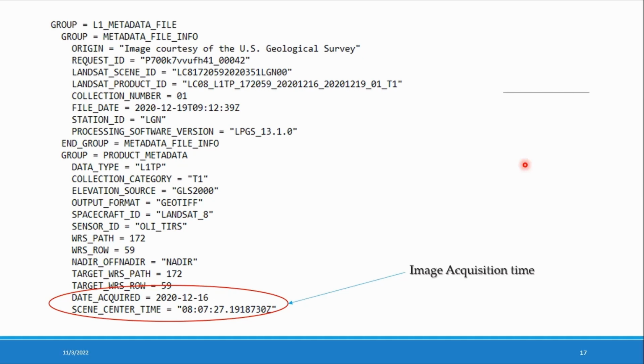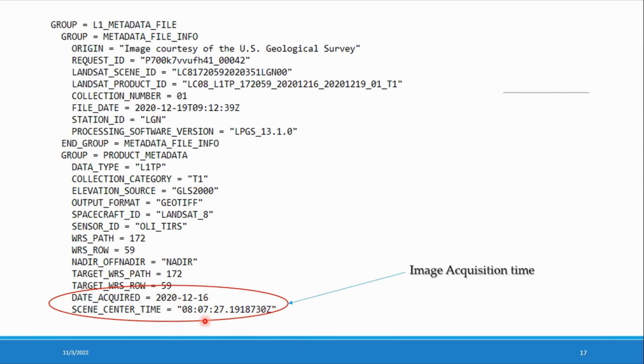So when you look at this metadata file, it will have the date at which it was captured and then the scene time, or the time at which this image was captured. So in this case, we are seeing the capture was in 2020, December 16th. The time is 8:07. Z means it is in UTC. So if that image is for Uganda, add 3 hours. So meaning that this image was acquired at around 11 a.m.